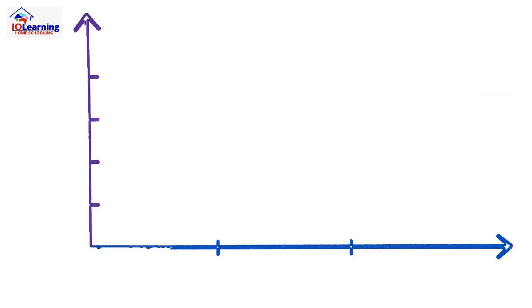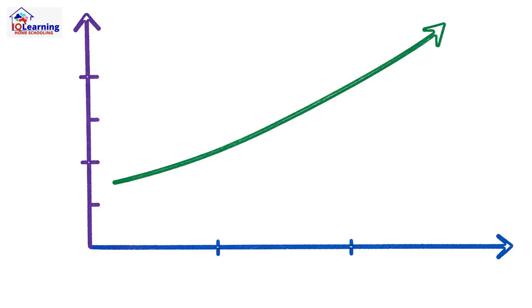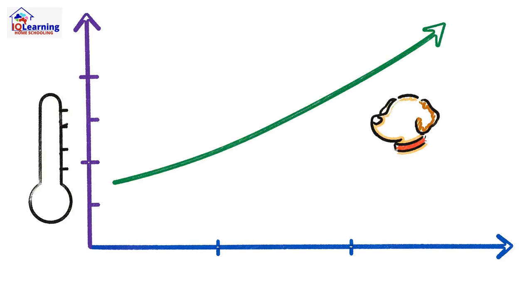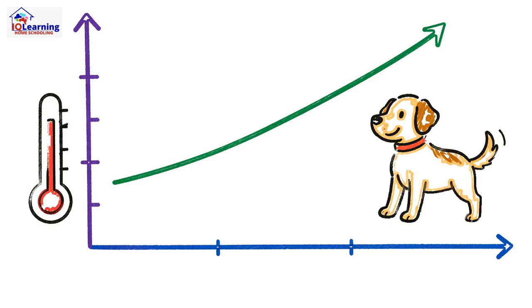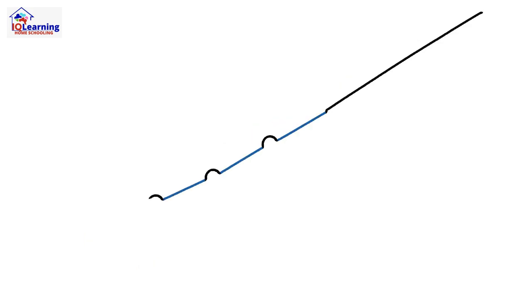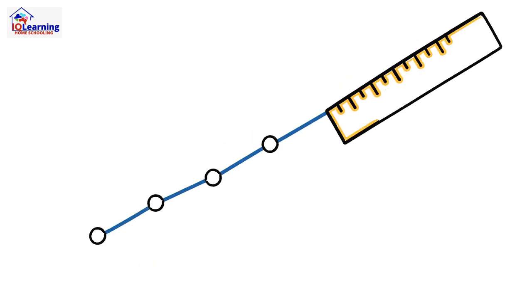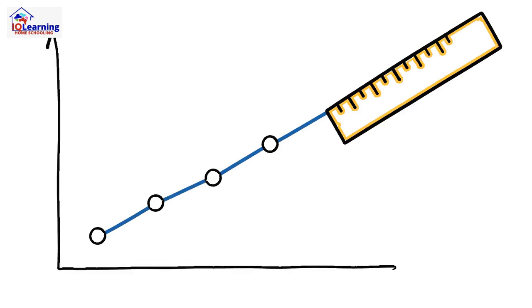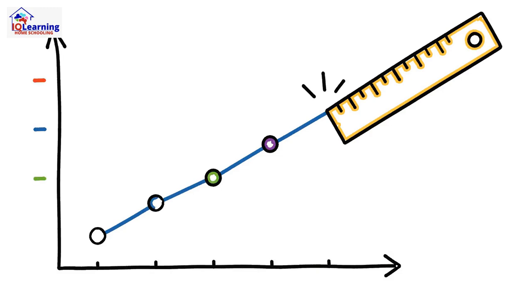Think of the bottom line, the horizontal x-axis, as the timeline: days, hours, years. The vertical line, the y-axis, is what we're measuring: a puppy's weight, a city's temperature, a company's sales. We plot the measurements as dots, and then, using a ruler, we connect them. That connection is where the magic happens. The line itself tells the story.